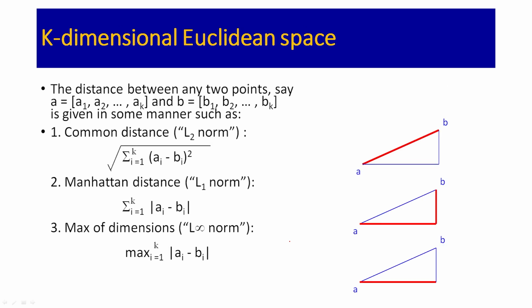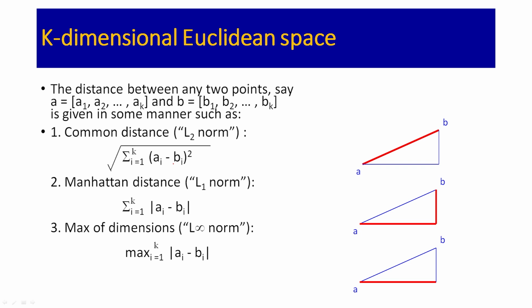As I told you, we have to calculate the distance between points, and only then can we find out which point belongs to which cluster. The distance between 2 points, let us say A and B, is given by the Euclidean distance: the square root of the summation of (ai minus bi) whole squared, like (x1 minus x2) squared plus (y1 minus y2) squared plus (z1 minus z2) squared, all under the root. That is the standard Euclidean distance we use, written as the square root of the summation from i equals 1 to k of (ai minus bi) squared.